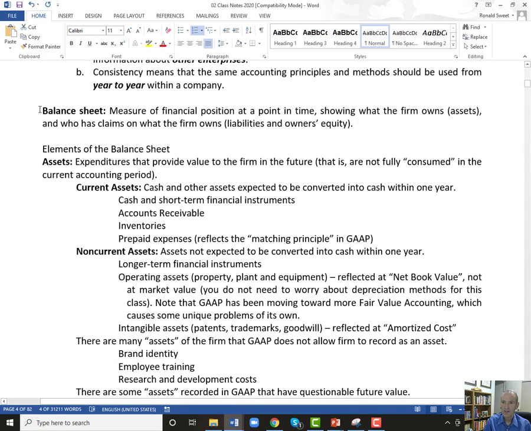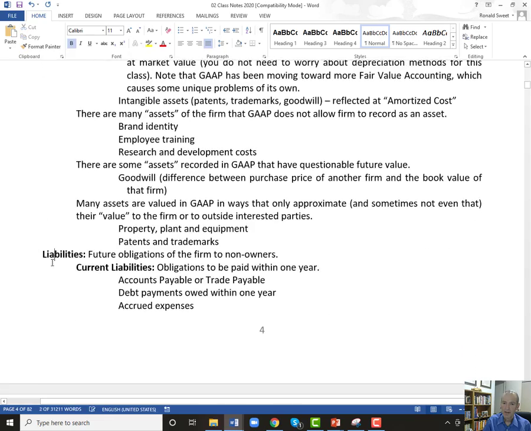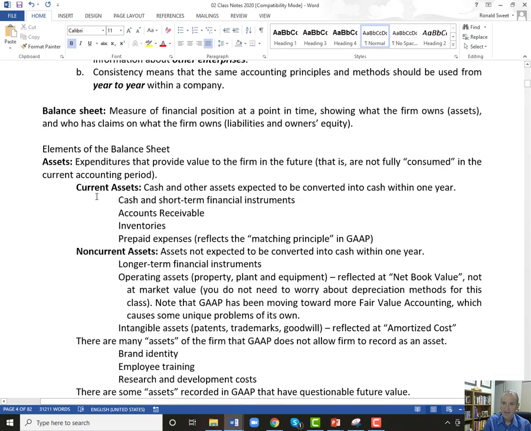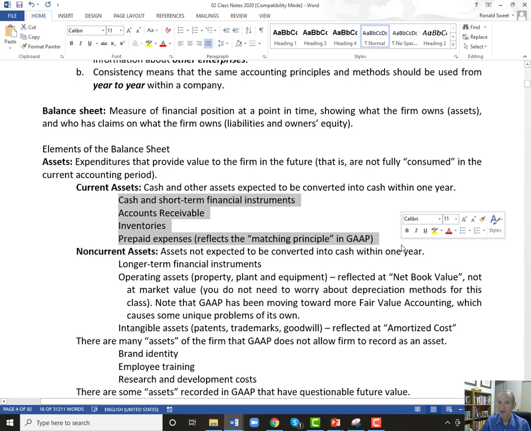Let's start with the balance sheet. As I mentioned before, it's a financial position at a point in time, what the firm owns and who has claims on it. So the elements of the balance sheet are assets, liabilities, and owner's equity. Within assets, we have current assets and non-current assets. Current assets, we're going to spend a lot of time talking about, especially accounts receivable, inventories, and the prepaids.